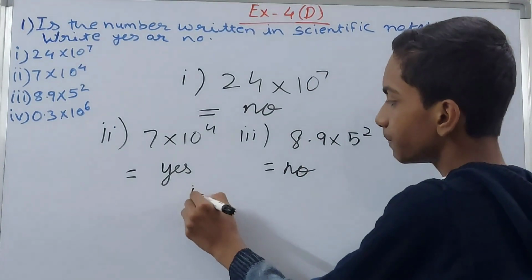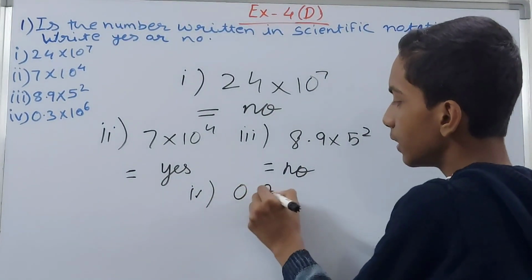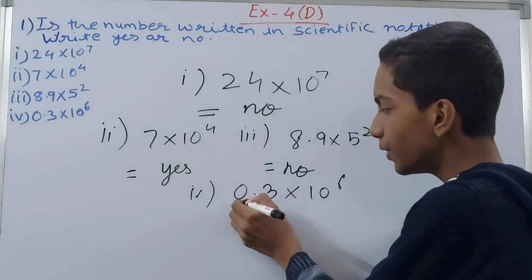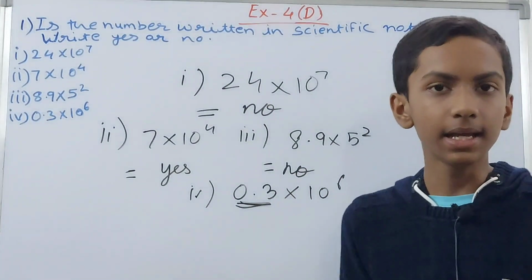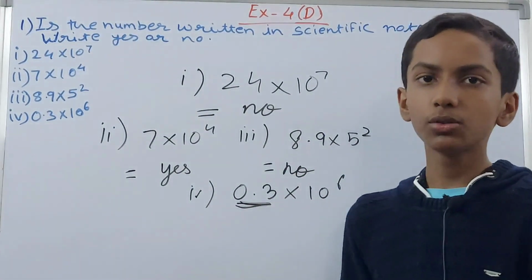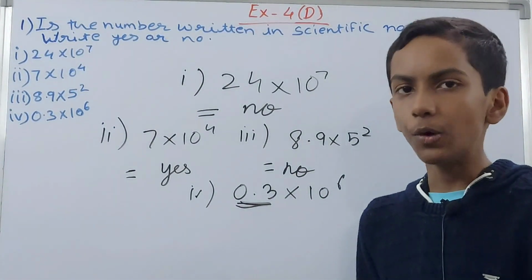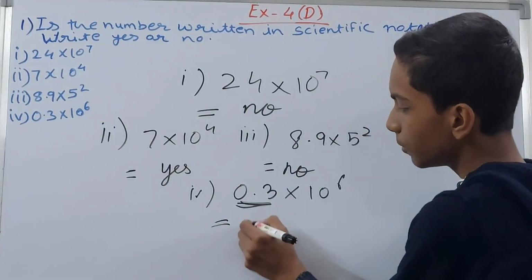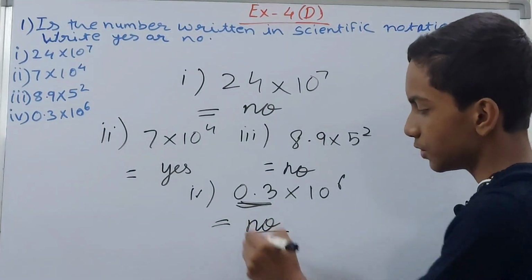Then the fourth one is 0.3 into 10 to the power 6. Same thing, 0.3 is not between 1 and 10. Listen carefully, 1 and 10. So you cannot take 0.1, 0.2, that will be wrong. So 0.3 is not between 1 and 10, therefore this number is not in scientific notation.